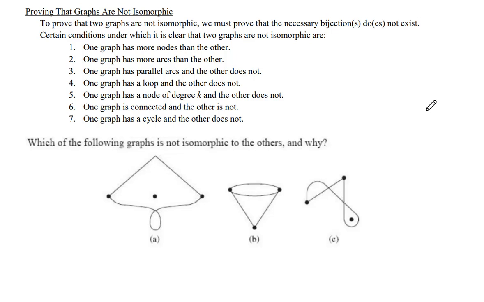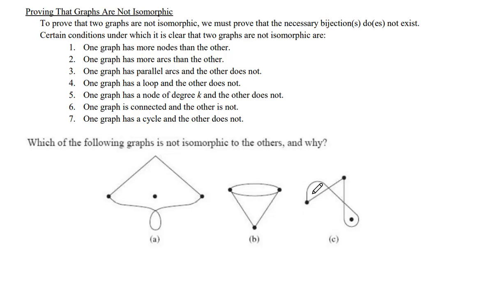Or when you see, for example, this B is not isomorphic with A. They are not the same because this one I have parallel arcs, but this one doesn't, and so on. One graph has parallel arcs and the other does not. One graph has a loop and the other does not. One graph has nodes of degree K and the other does not.